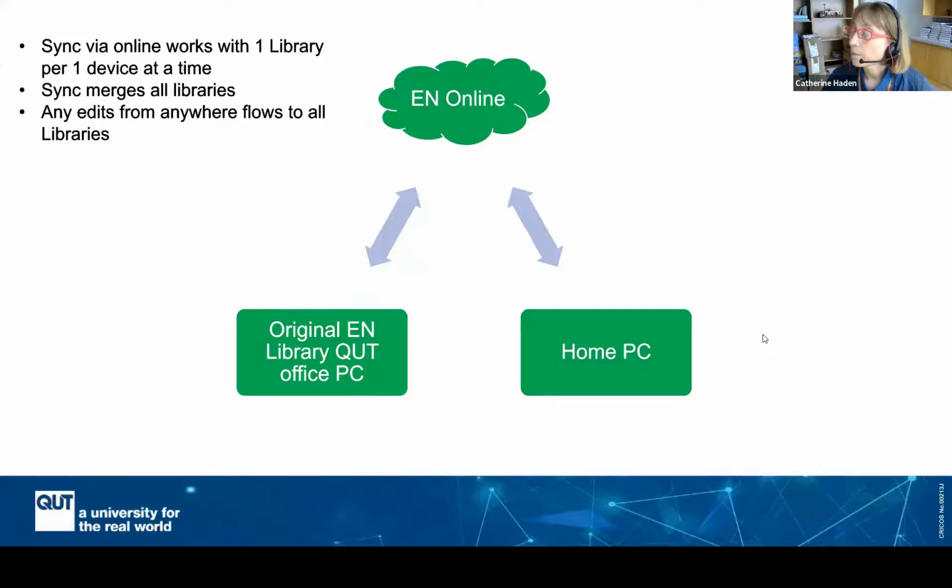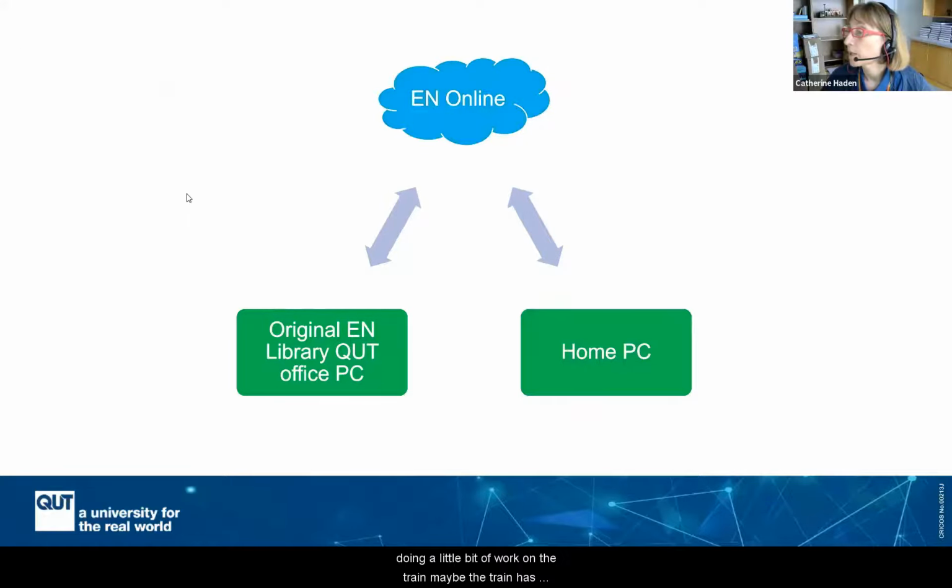The next day, you might be doing a little bit of work on the train. Maybe the train has good Wi-Fi, so you make changes on your EndNote Online. When you get home, you sync, and the changes that you did on the train have filtered through to your home PC. The next day, you go into your QUT office, go to the PC, sync there, and all the changes have filtered through.